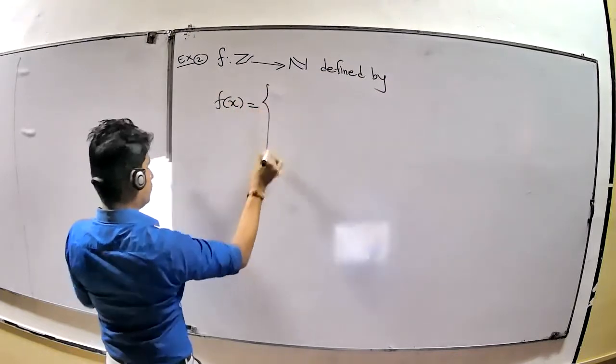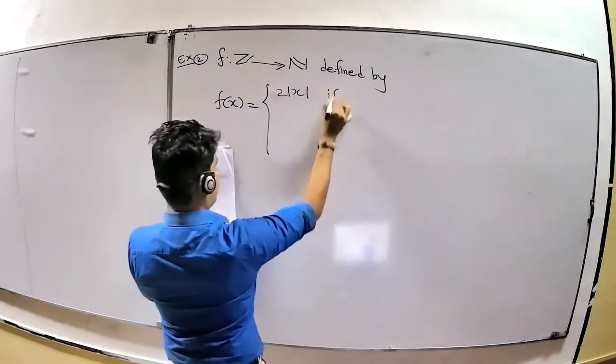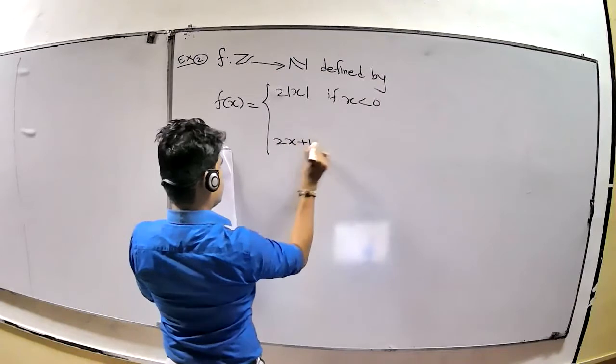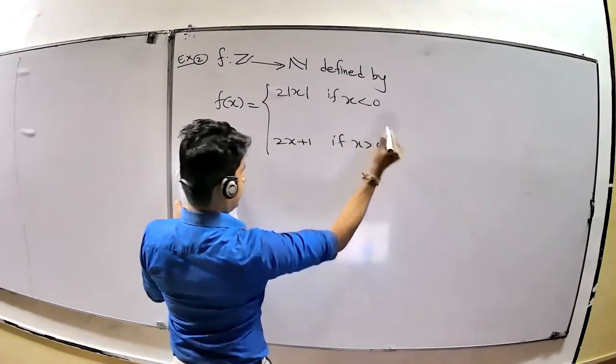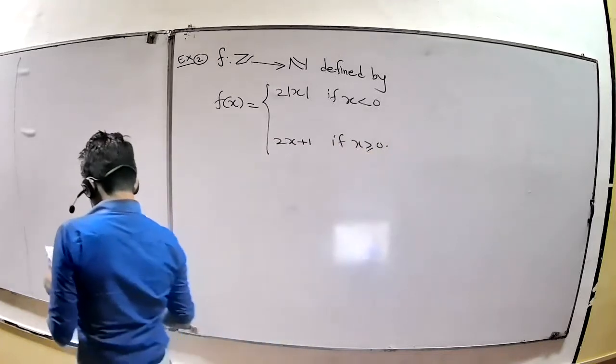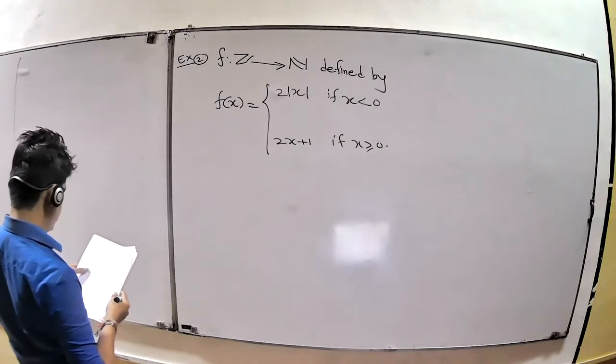f of x equals 2 modulus of x if x is less than 0, and 2x plus 1 if x is greater than or equal to 0. First you want to find the inverse of f and the values of the inverse.